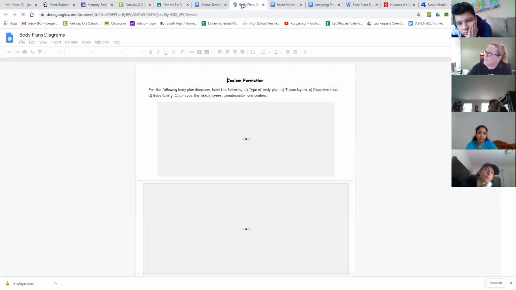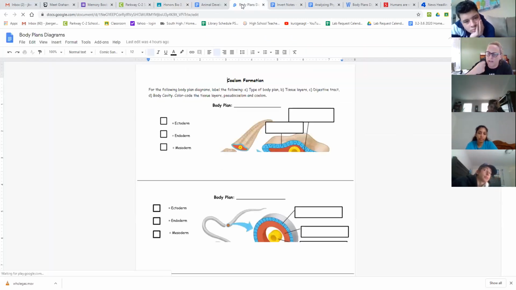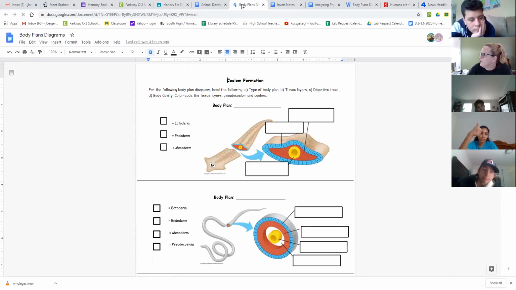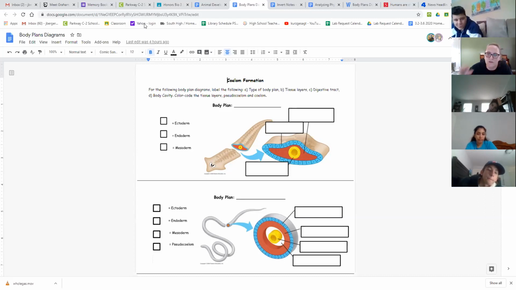All right, tell me if you can see this where it says coelom formation at the top. Does everybody see that? Yeah. And you see these pictures very similar to what we just did. So what I would have had you do in class when I printed this out was, actually it would have been in black and white. So I was going to make you color it, but now it's in color because it's on the Google Doc. And then you see the boxes. That's where I wanted you to actually fill in ectoderm, endoderm, mesoderm.